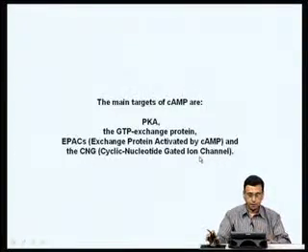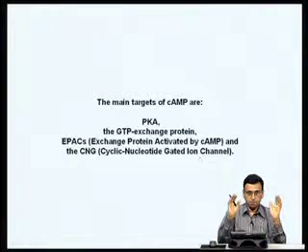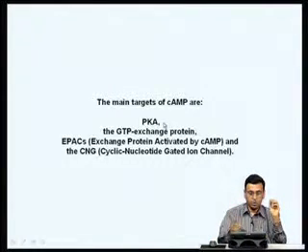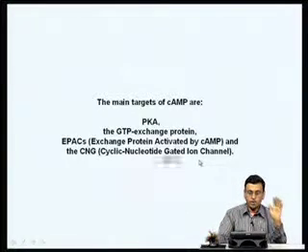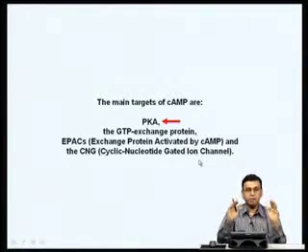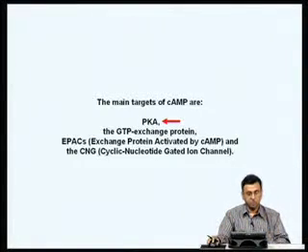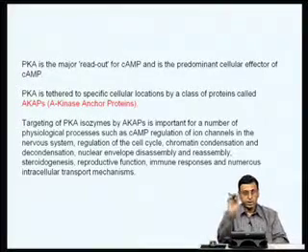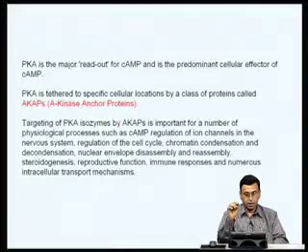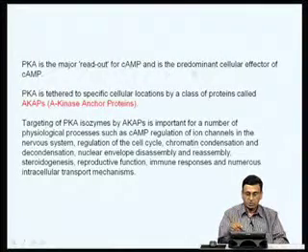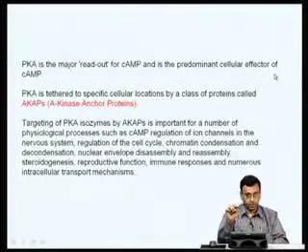The main targets of cyclic AMP are protein kinase A, the exchange proteins activated by cyclic AMP, or EPACs, and the cyclic nucleotide gated ion channels, the CNG channels. But for today's discussion, we will confine ourselves to how cyclic AMP activates protein kinase A, and then how protein kinase A activates specific gene expression programs. Now, protein kinase A is the major readout or the primary mediator of cyclic AMP's biological effect, and therefore is the predominant cellular effect of cyclic AMP.